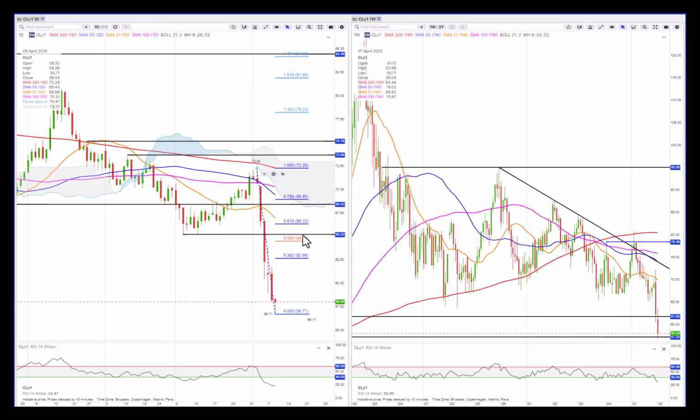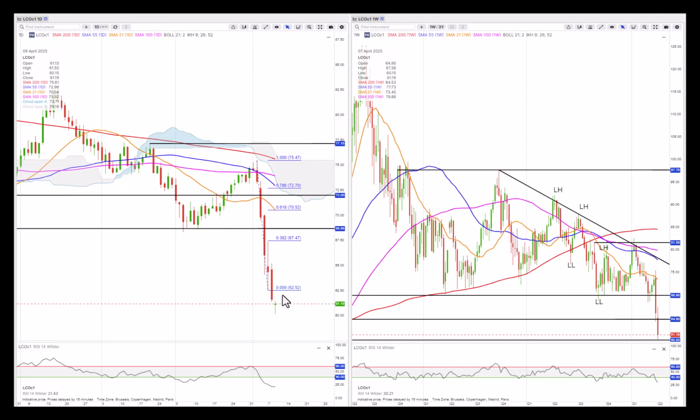But let's see, still negative sentiment on the RSI, no divergence, indicating we could see lower levels. The same on the weekly, we could push lower in the coming weeks. The Brent Crude oil slipped lower this morning, currently just forming a little bit of a doji there.